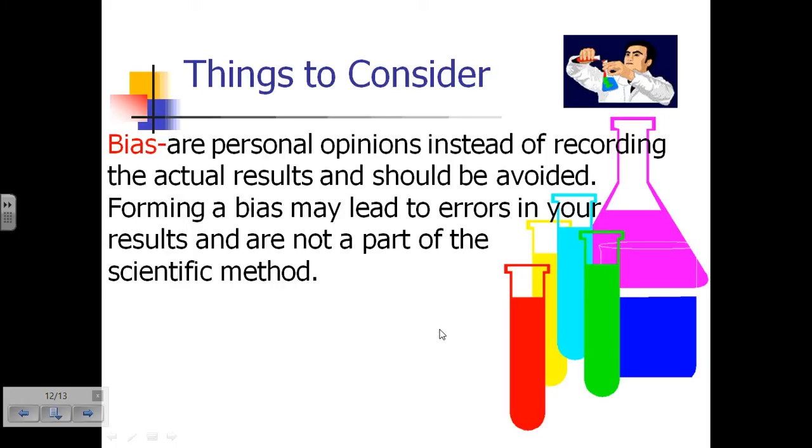And bias usually creates an unfair scenario for your scientific project or science test. Now, forming a bias can also lead to errors in your results. They are not part of the scientific method. So anytime you're running a test, you definitely want to stay away from a bias.